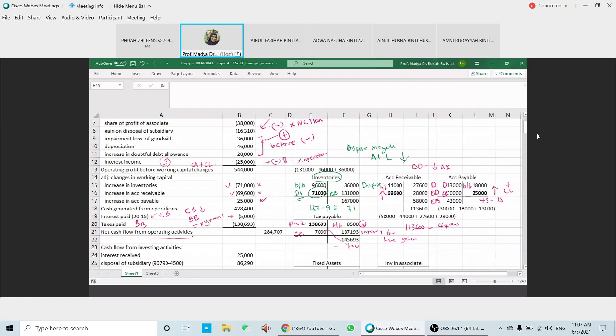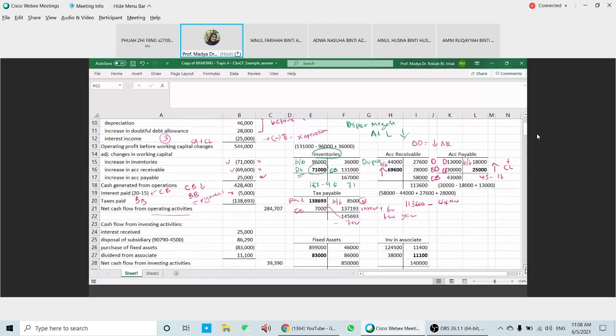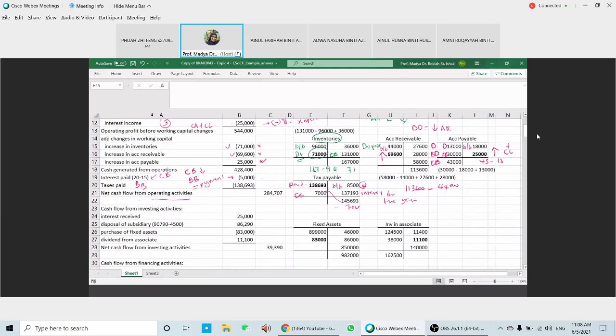Okay, done. So we're going to have that one. Now we look at the investing. Okay, for investing here, we're going to look at the interest received. So interest received, if you look at here, previously you have the interest income here. So the interest income here is not a part of your cash flow from operating. It's supposed to be under cash flow from investing.